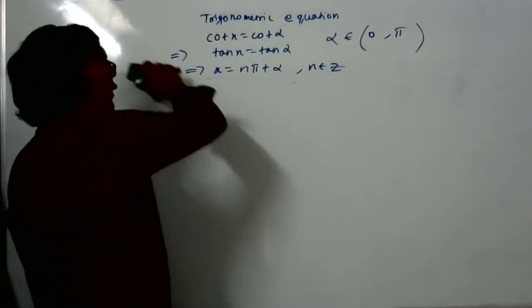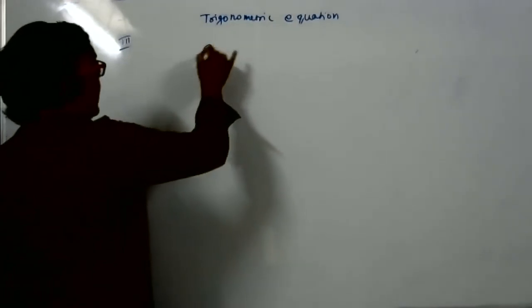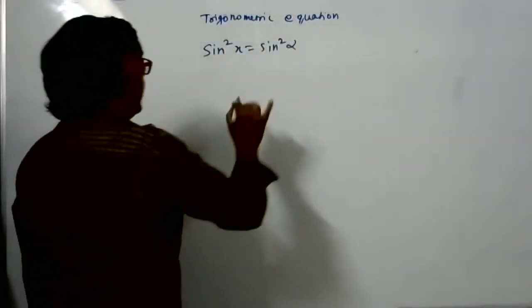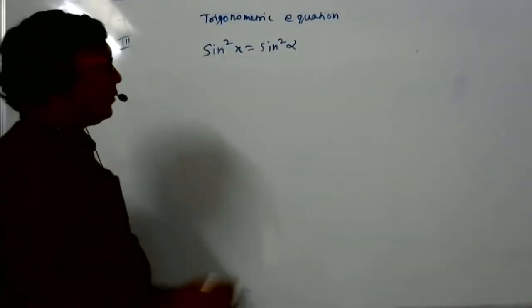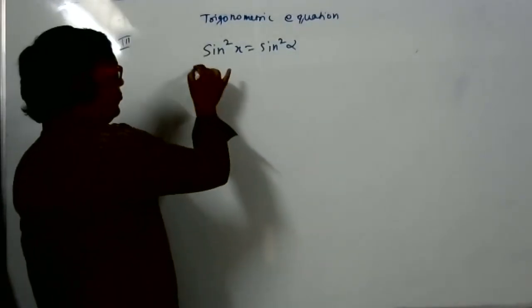Now the second type of formulas are over. Third type of formula, write down. Third type, very easy. Somebody asks you sine square x is equal to sine square alpha. Don't write. Then what is x?